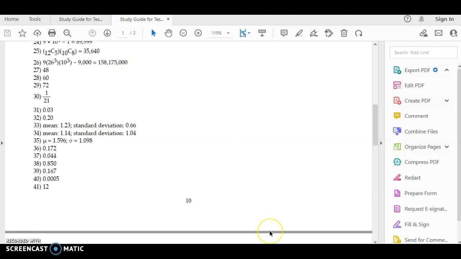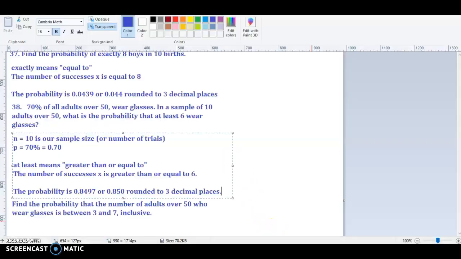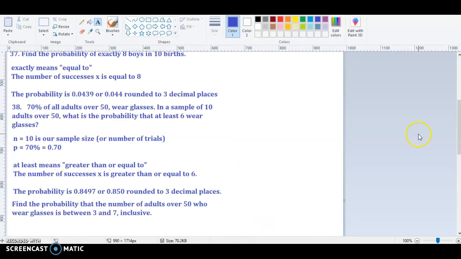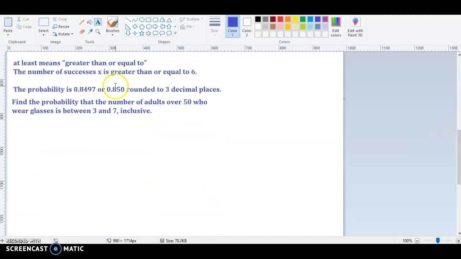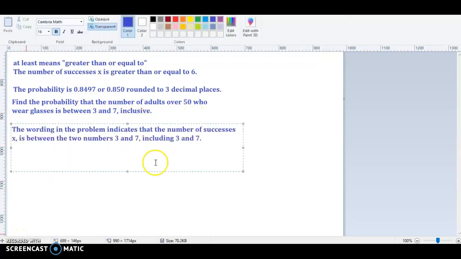Let's do one more problem before we finish the video. This next one is not in the study guide, but you'll probably see something like it on the final. It's related to the previous problem. Find the probability that the number of adults over 50 who wear glasses is between 3 and 7 inclusive. The wording indicates that the number of successes is between the numbers 3 and 7, including 3 and 7.